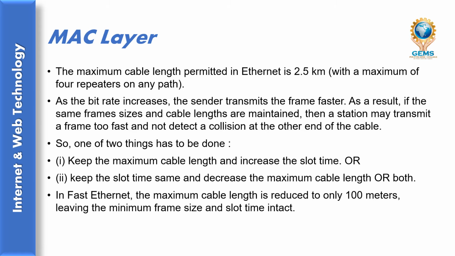So one of two things has to be done. Keep the maximum cable length and increase the slot time, or keep the slot time the same and decrease the maximum cable length, or both. So in Fast Ethernet, the maximum cable length is reduced to only 100 meters, leaving the maximum frame size and slot time intact.